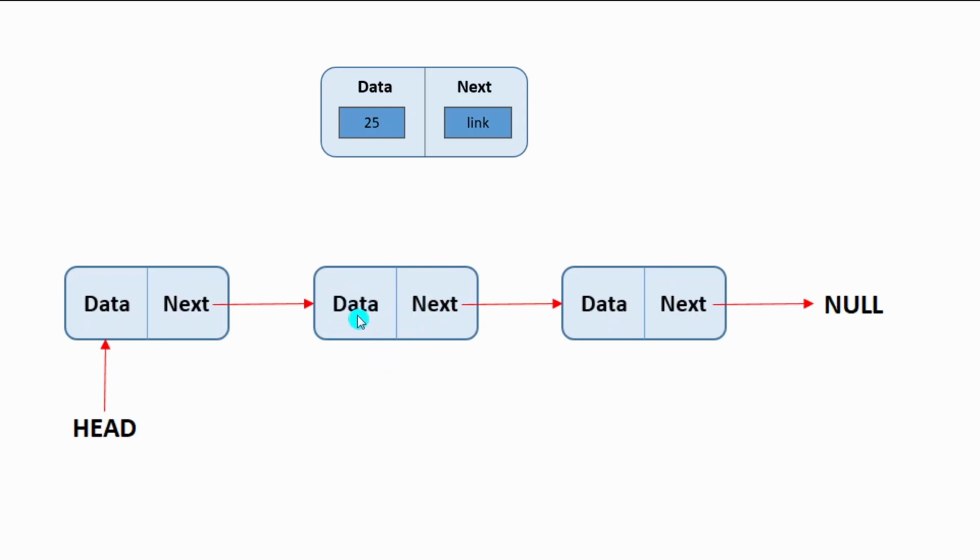So here you're storing the address of this particular node, and here it contains the data of the second node, and in the next you are storing the address of the next node. But in the last node, if you see, there is no node next to it. So this particular next will always be null.